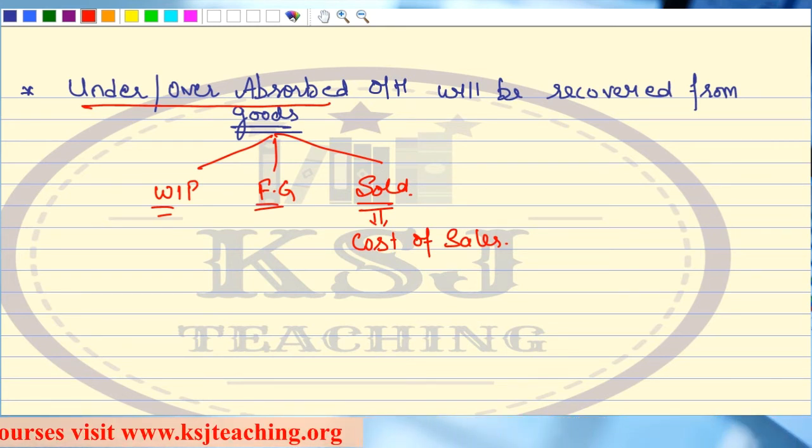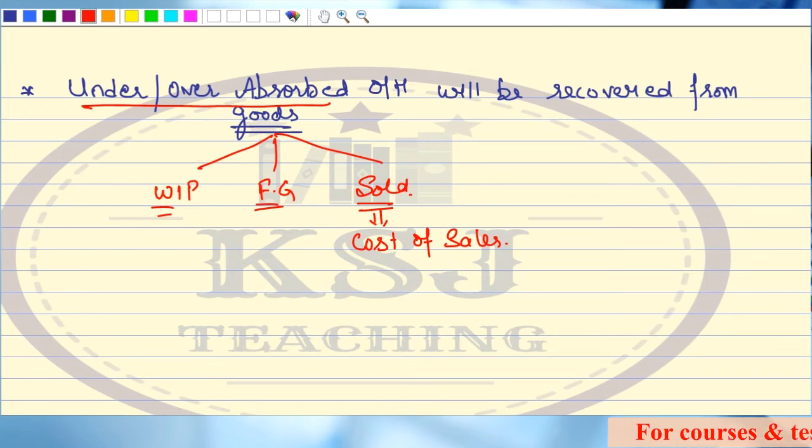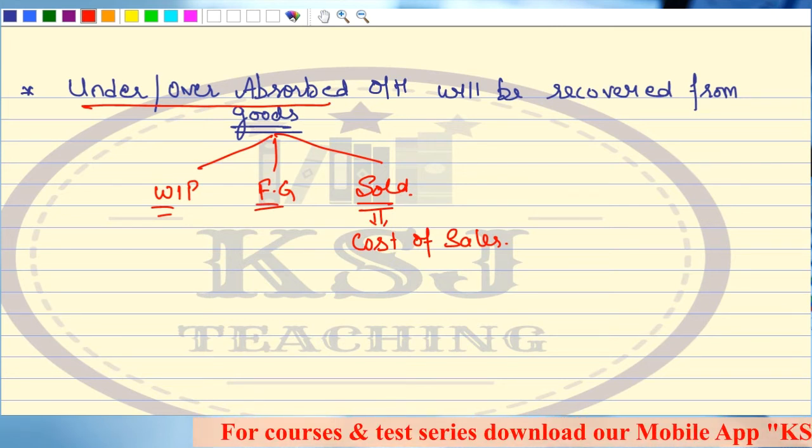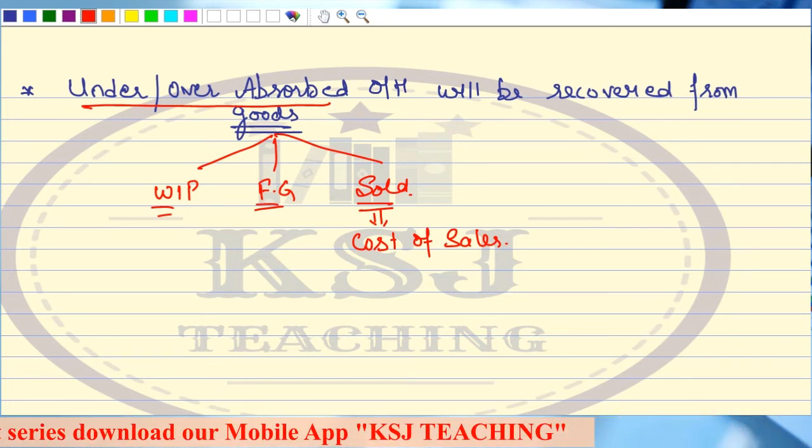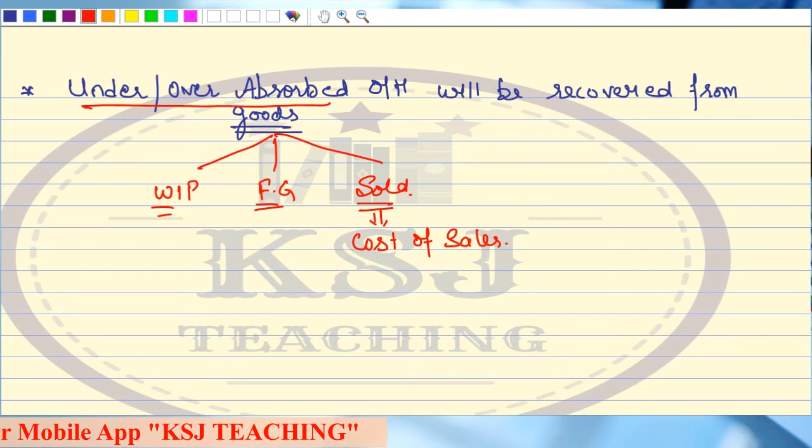And what is going to be the impact of that? It is going to impact my profits. If my cost will increase, my profits will come down. If my cost will come down, my profits will increase. Simple. So what I will do is, I will calculate a supplementary rate. What is going to be the supplementary rate?